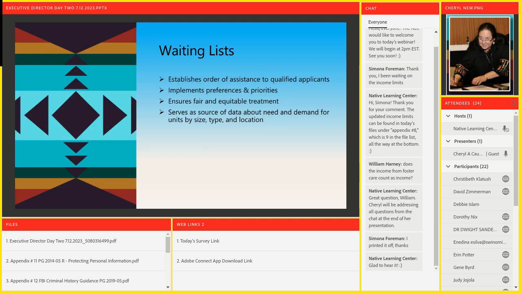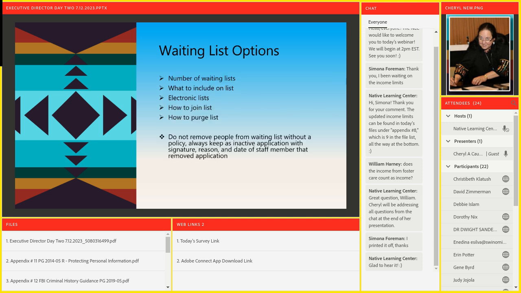So your waiting list establishes an order of assistance to your qualified applicants, implements preferences and priorities, ensures fair and equitable treatment, and serves as a source of data about the need and demand for units by size, type, and location. So your waiting list option, the number on your waiting list, what to include on it. Is it going to be electronic? How do you join the list? Who purges the list? How do you purge it?